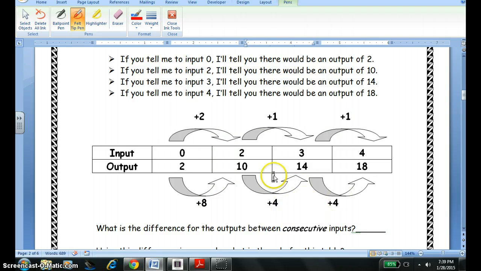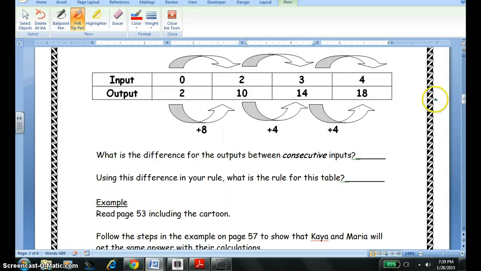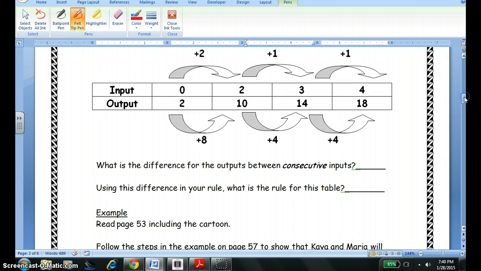I have a couple of consecutive inputs, and consecutive just means one right after the other. So consecutive numbers are 1, 2, 3, 4. Non-consecutive numbers would be 1, 3, 4, 5. I skipped the 2. That's why it's not consecutive. So if I'm looking at the consecutive inputs, I see I have a plus 1 difference. These are not consecutive. So hopefully what you're seeing is that there's something missing here.